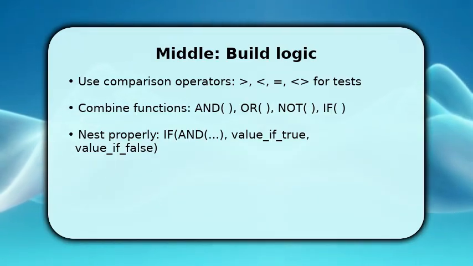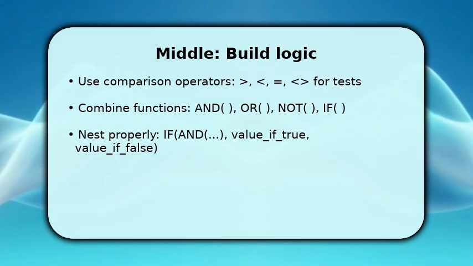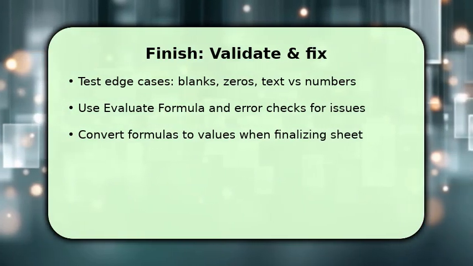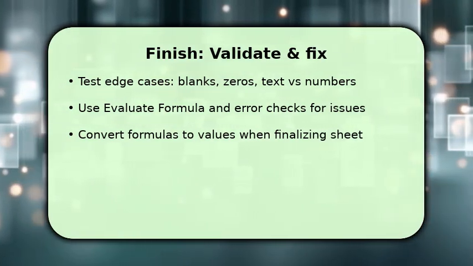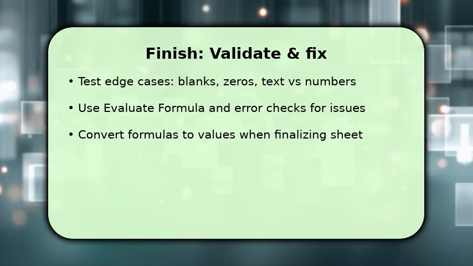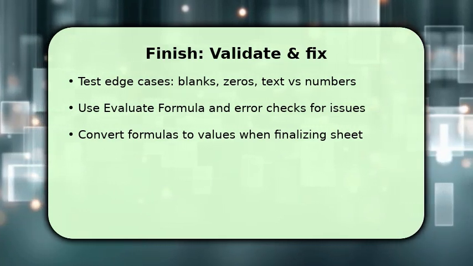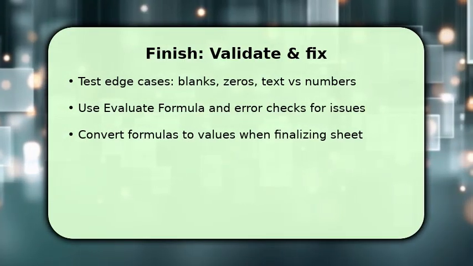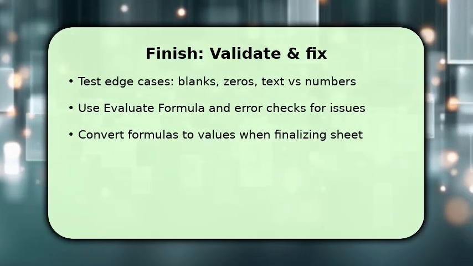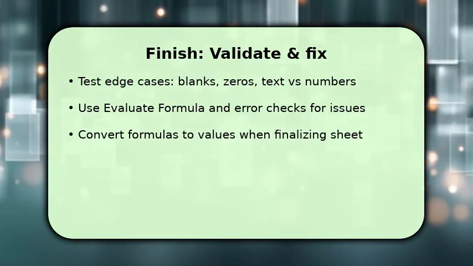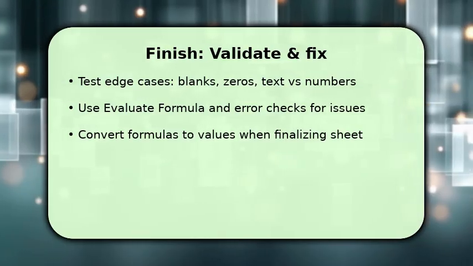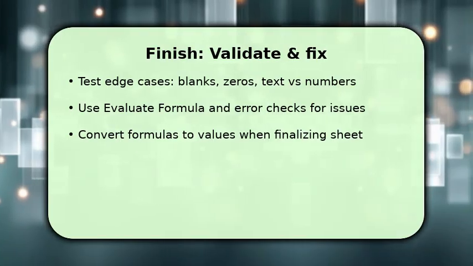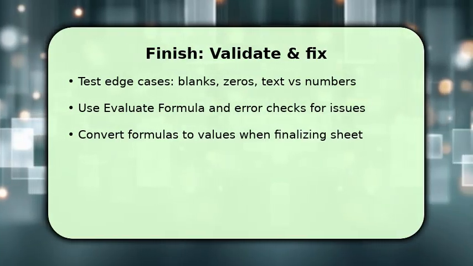Complete by validating results and handling exceptions. Test edge cases like empty cells, zero values, or text where numbers are expected. Adjust using ISBLANK or VALUE functions. Once done, use Evaluate Formula to step through calculations if outcomes seem wrong. Make sure to convert formulas to values if you need fixed outputs. One troubleshooting tip: if logic returns unexpected TRUE/FALSE, inspect data types and stray spaces with TRIM and VALUE.